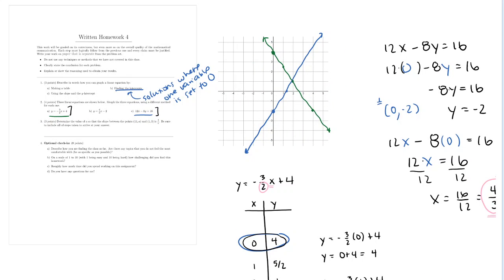And now the last thing we have to do is we have to explain how we can graph an equation using the slope and the y-intercept. Well, here, okay, let's do things in terms of this equation here. y is equal to 4/3 x minus 2.